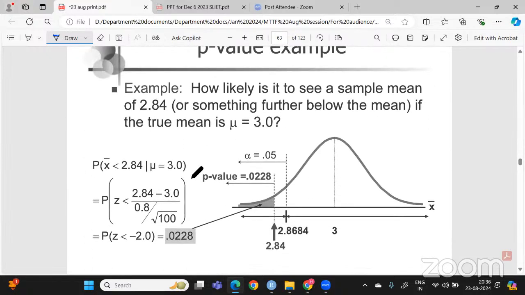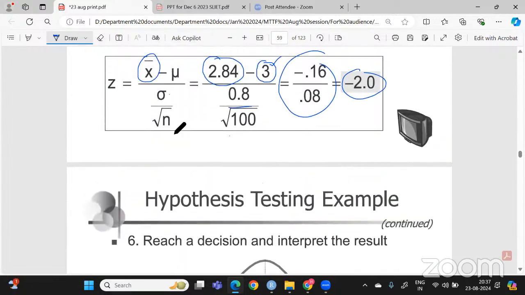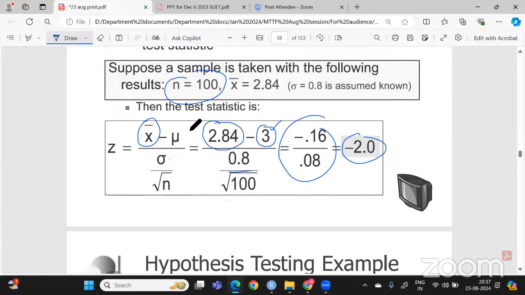So this is one example. What does the example say? We have a sample mean of 2.84, right? Under the null hypothesis, we define mu as 3. We want to cross-check whether our sample mean, which is a sample function and so a random variable, is less than 2.84 or not. And where does this 2.84 come from? It comes from here, right?